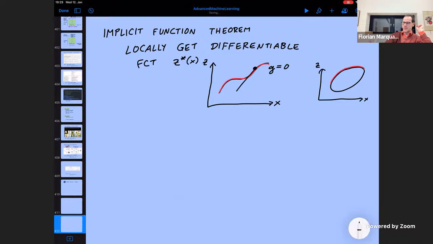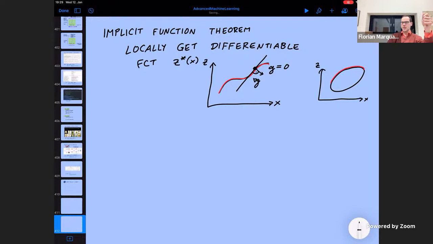And now with respect to the derivative, it's almost clear from the geometry what should happen. Namely, if you tell me what's the derivative of G with respect to both X and Z, that means essentially you know the gradient of G. And as you know, the gradient of G is perpendicular to the contour lines. And so the tangent here, the slope that we are looking for, the slope of Z star of X versus X, can be immediately obtained.